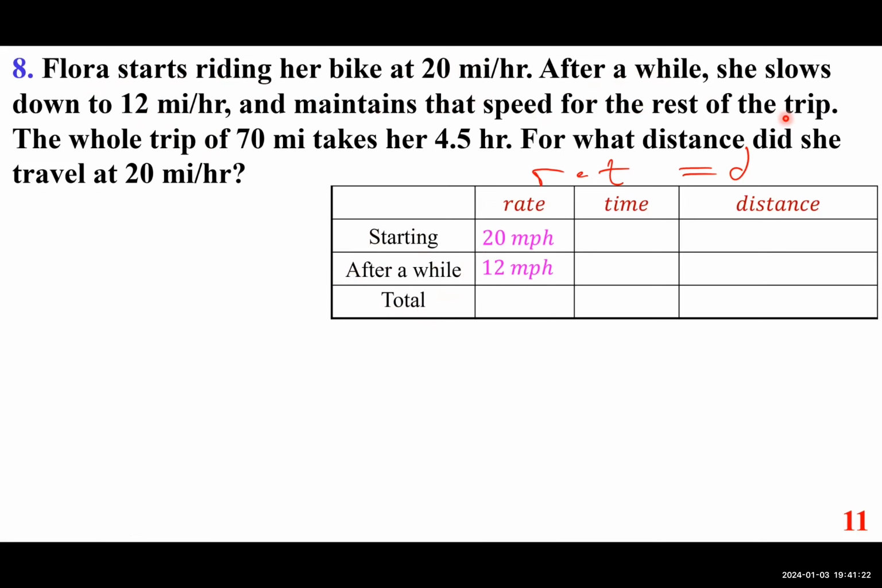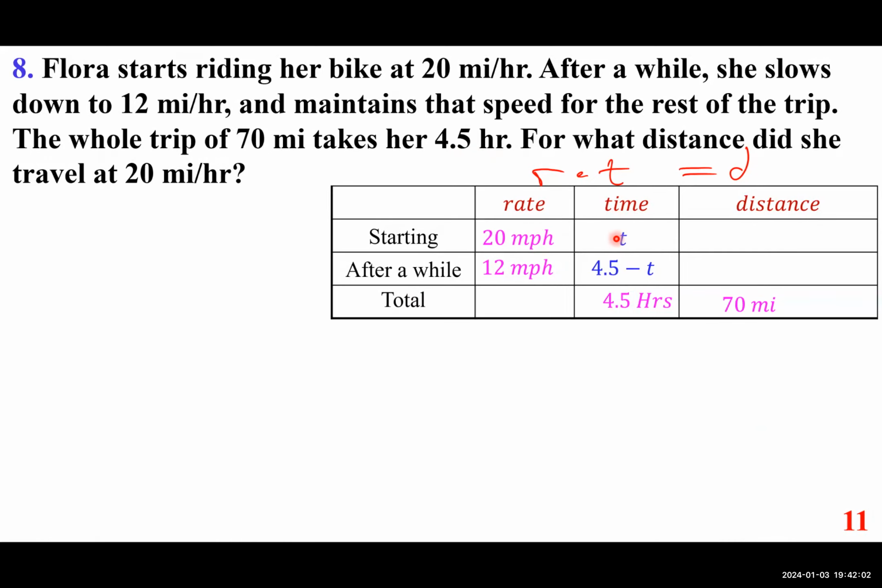And we go with the same speed. The whole trip is 70 miles distance. The total distance is 70 miles. And it takes 4.5 hours, the total of 4.5 hours here. So I hope you see how we fill up the table. And now we are going to define our variables. So the time we're going to use here, let's say it's X, Y, Z, T. Normally we go with T, but any variable will do the job. And what is the timing here? Remember, the total time is 4.5, so this is 4.5 minus T.